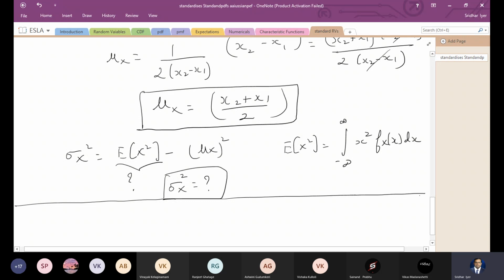I'm not interested in that final answer. I'm interested in the process which you follow, right? So I've told you how you can find this. First find e of x square, right? So fx of x is 1 by (x2 minus x1), and the integral will go from x1 to x2, and you'll have x square dx, right? So you'll get x cubed by 3, and then do the mathematics and get your answer, right? So first let me know next time what e of x square you get, and then, once you have e of x square, what sigma x square you get, right?